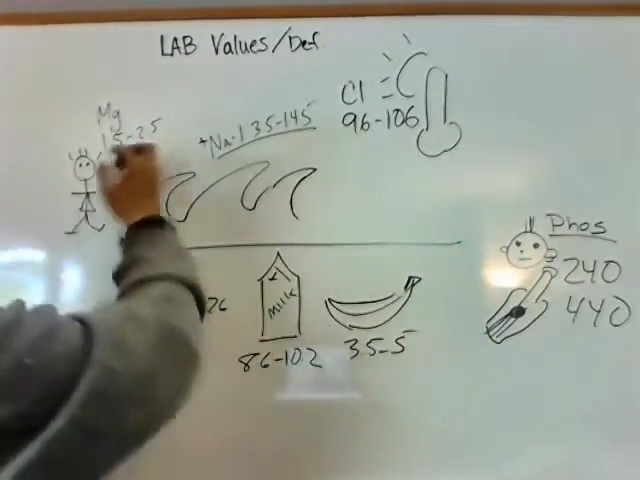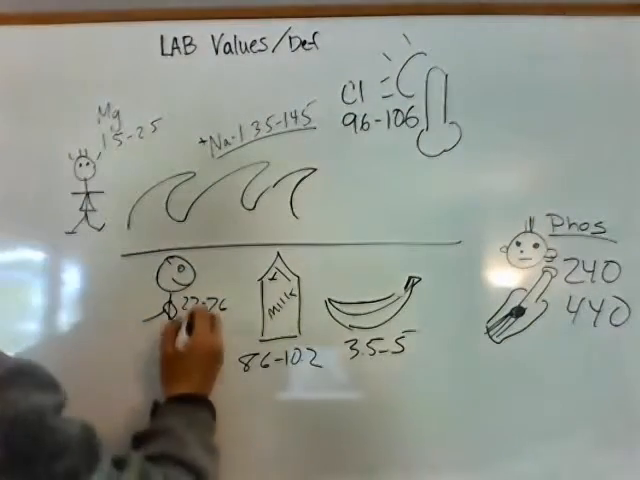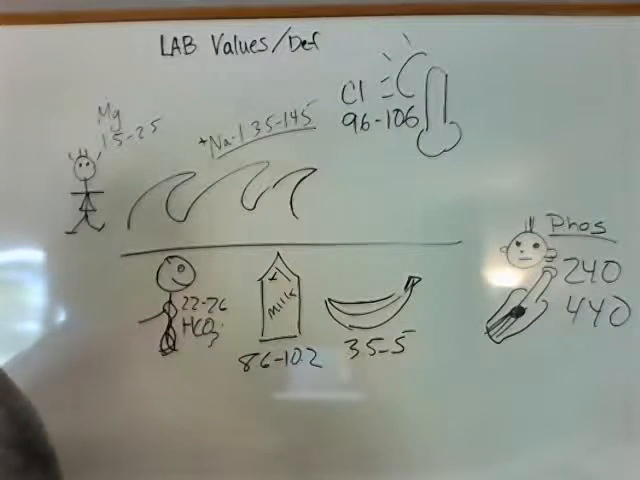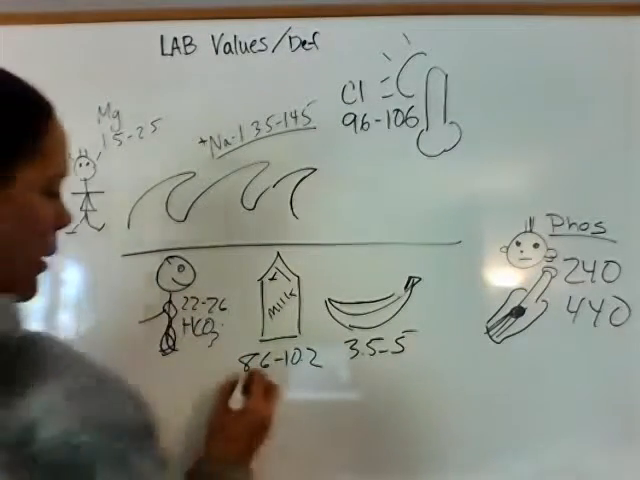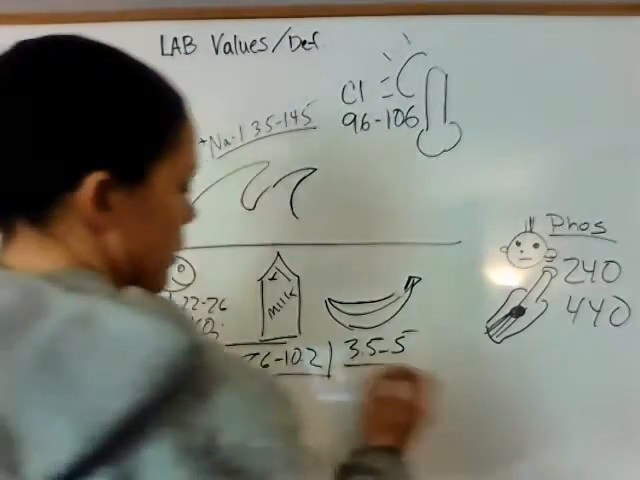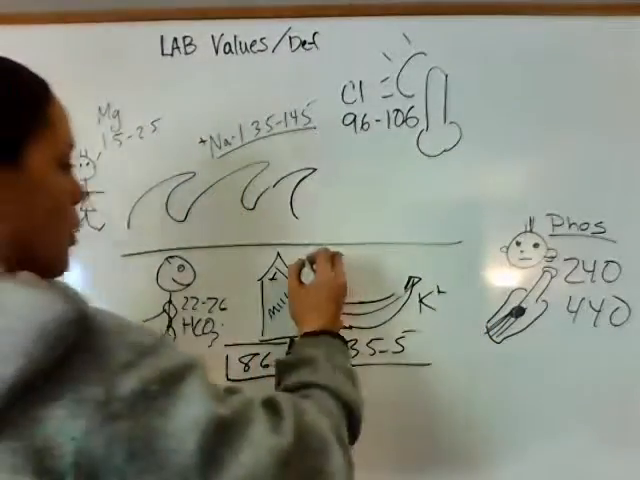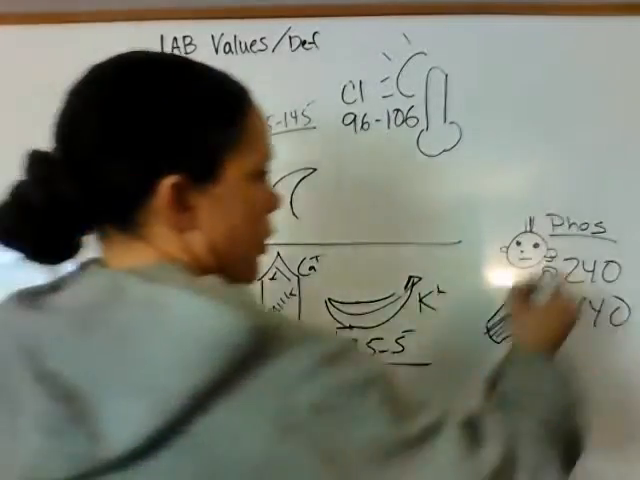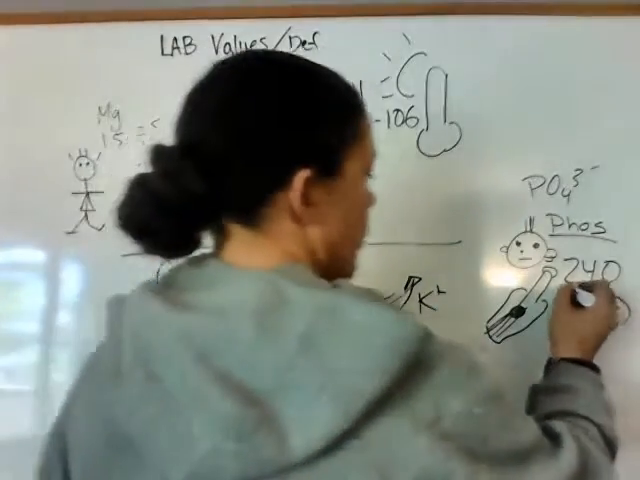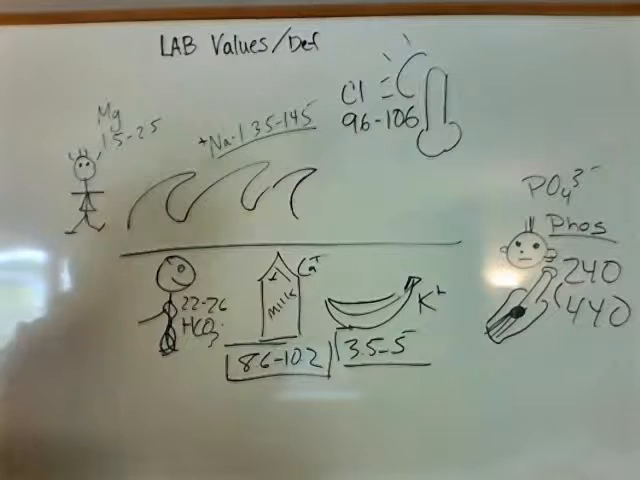So there you go. Magnesium 1.5 to 2.5, sodium 135 to 145, chloride 96 to 106. This is metabolism for your bicarb, metabolism 22 to 26. Milk 8.6 to 10.2. Potassium is 3.5 to 5, and of course phosphorus, our rock star boyfriend, is 2 hours late. It's supposed to come at 2:45, comes at 4:45 instead. All right, and those are your values.